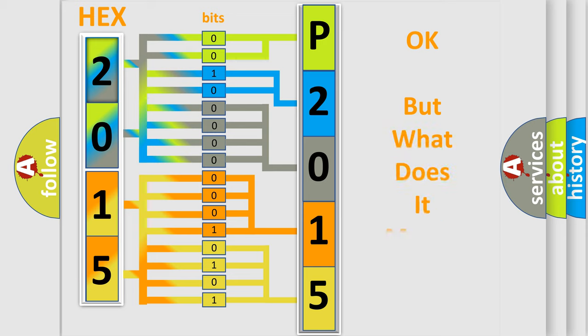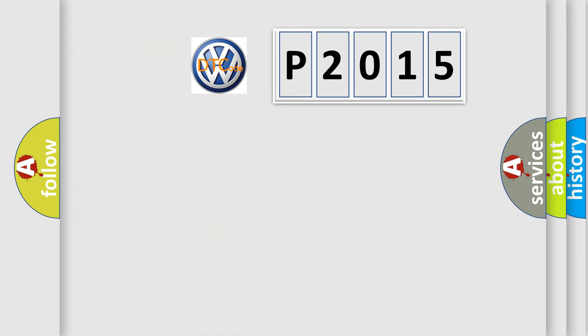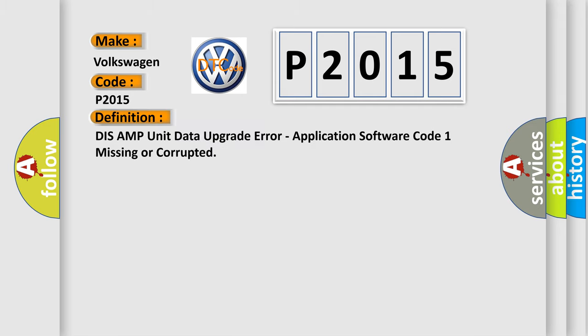The number itself does not make sense to us if we cannot assign information to what it actually expresses. So, what does the Diagnostic Trouble Code P2015 specifically interpret for Volkswagen car manufacturers? The basic definition is: DIS-AMP unit data upgrade error, application software code 1 missing or corrupted.